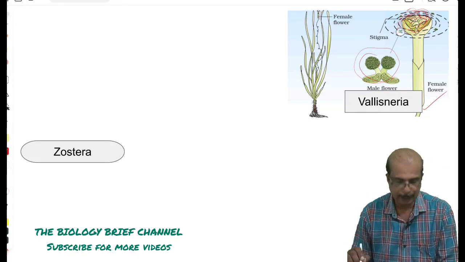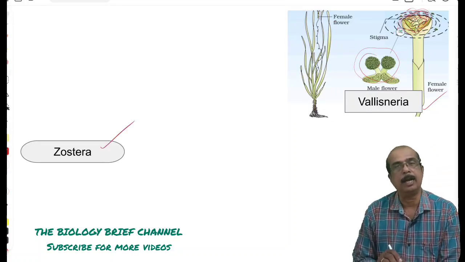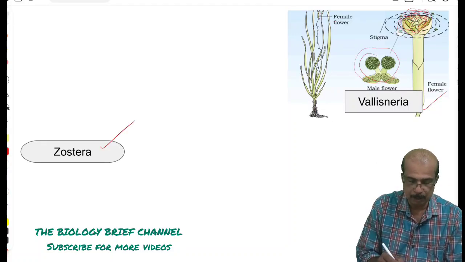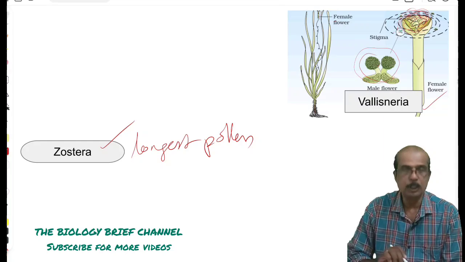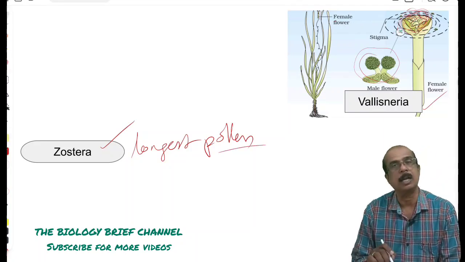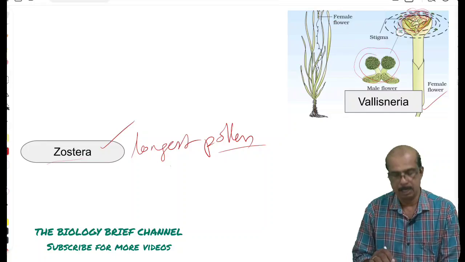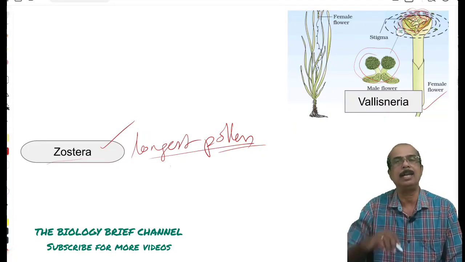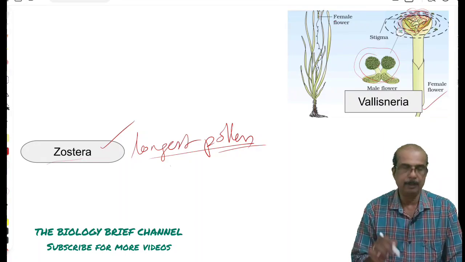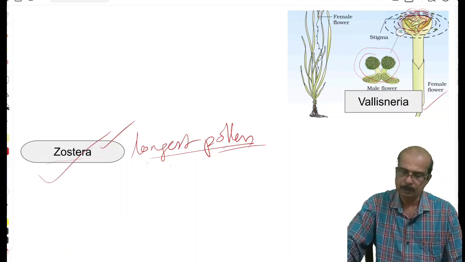Therefore, hydrophily takes place. In the case of Zostera, seagrass, we know that the longest pollen among angiosperms is produced by Zostera. Here, the stigma is underwater and the pollen grains are also present beneath water, and inside the water there is pollination. That is the case of Zostera.